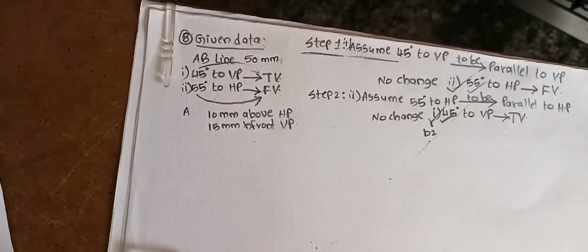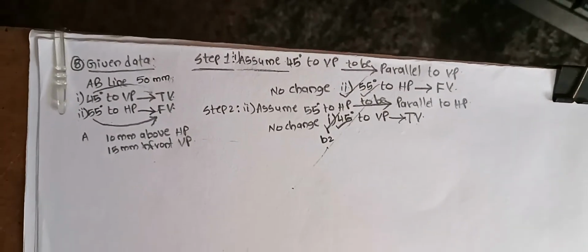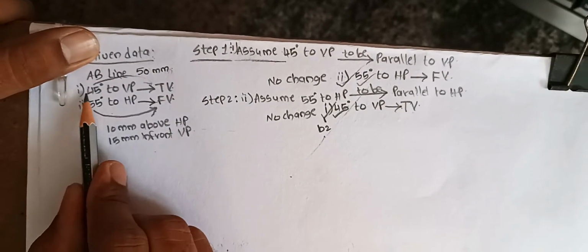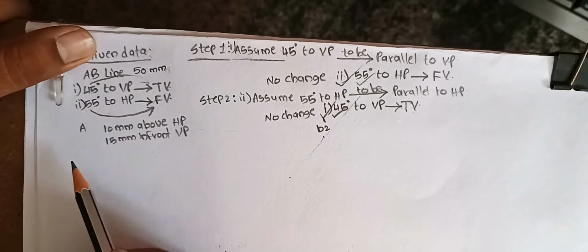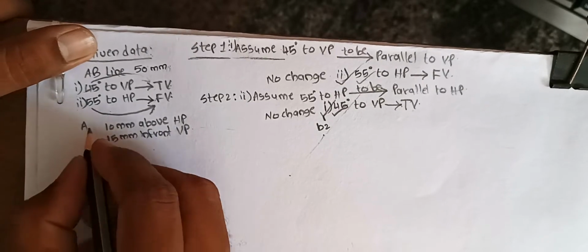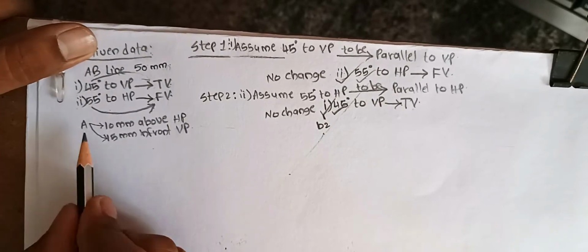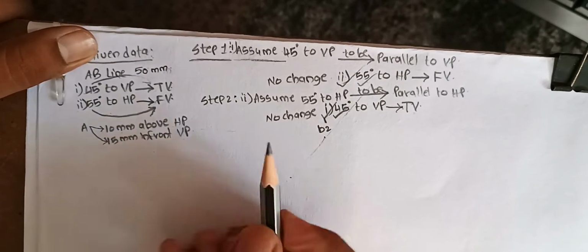Now we are going to solve. Before going to that, we have to write down the entire given data, students. We have been given a line of 50 that is 45 degrees to VP and 55 degrees to HP. Next, a point A has been given. It is located at a distance of 10 above HP and 15 in front of VP.